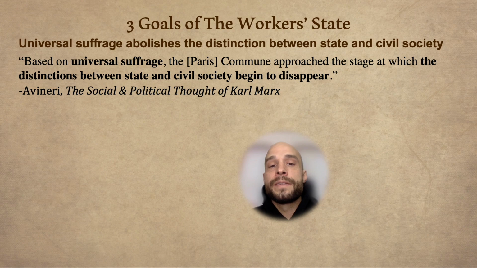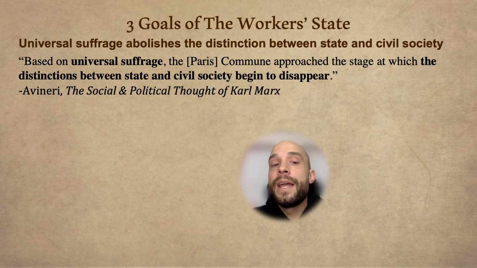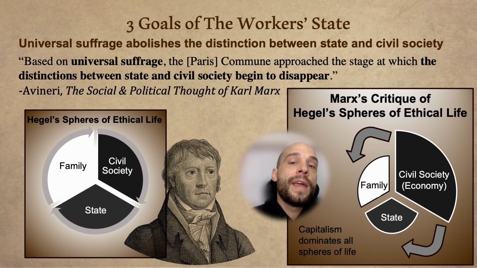Avineri explains this by drawing on Marx's analysis of the Paris Commune. He writes that, based on universal suffrage, the Commune approached the stage at which the distinctions between state and civil society begin to disappear. This is crucial. The Commune did not simply replace one state with another, it began to dissolve the separation between governing institutions and social life itself. Here, Avineri is working with Hegel's framework of ethical life, family, civil society, and the state.